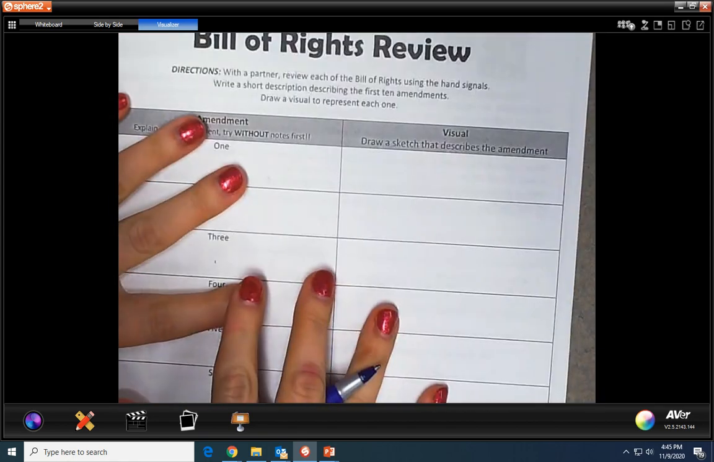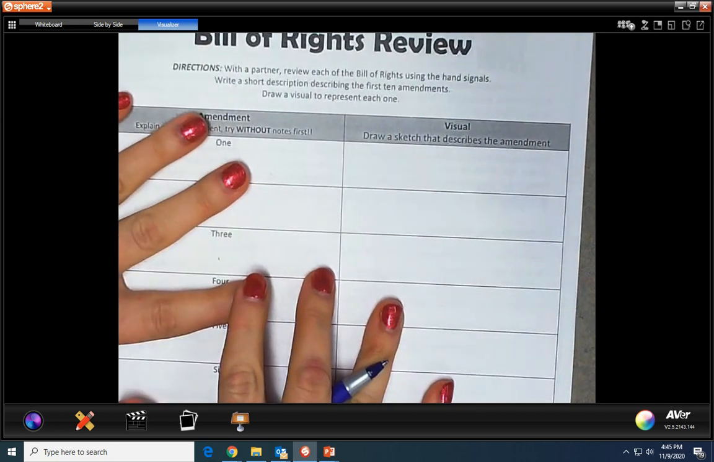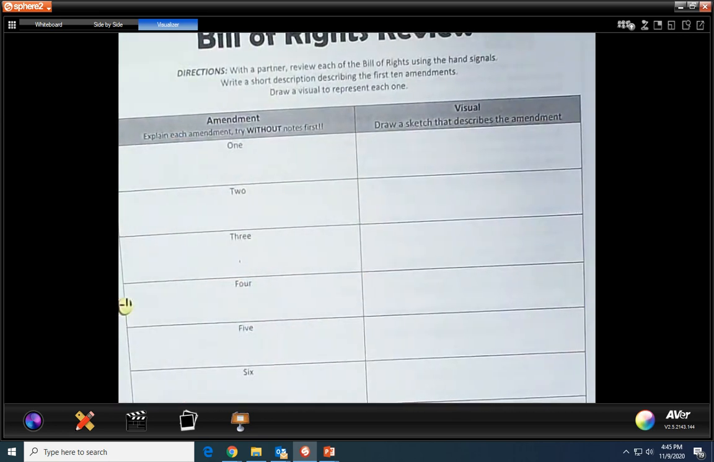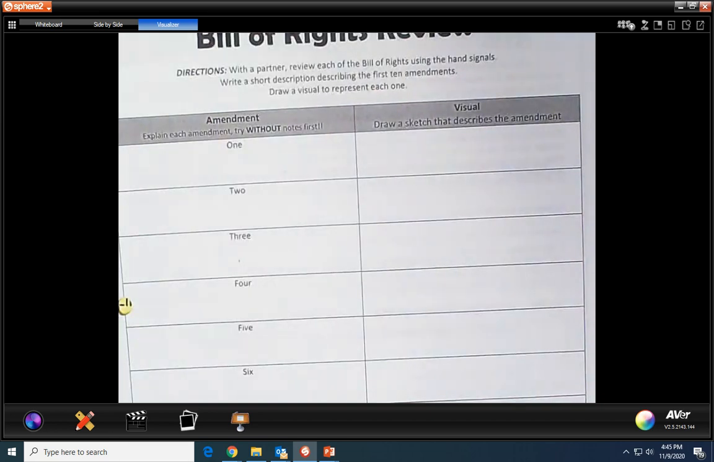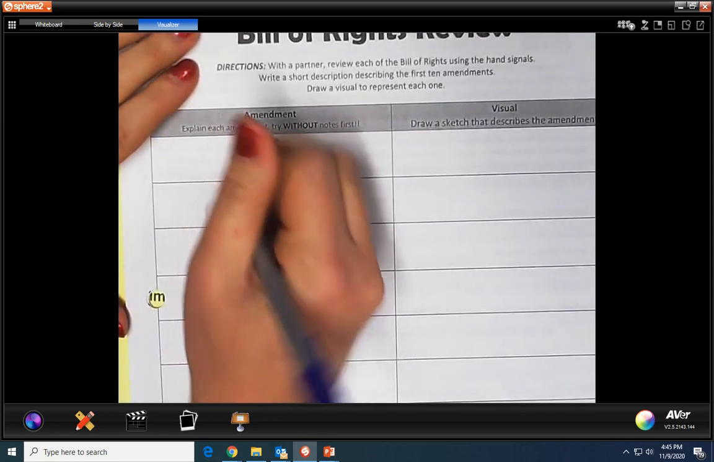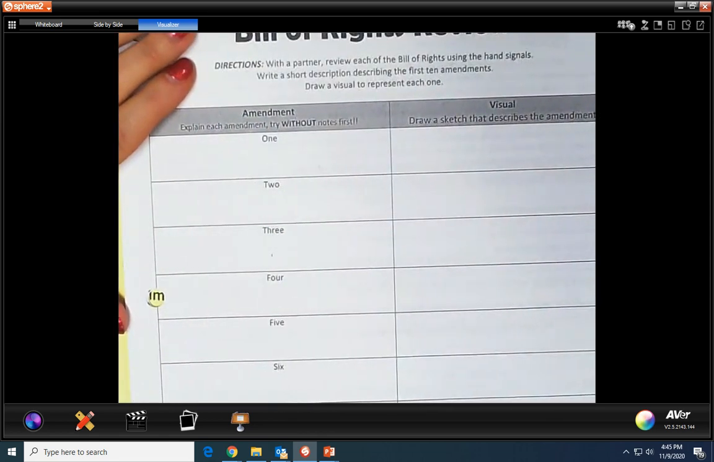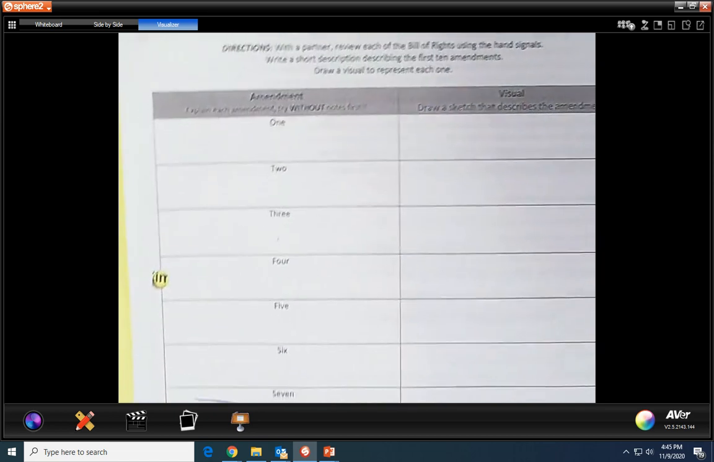Can you do this without notes? That's what you're trying. If you just try and use your notes, I mean, yeah, go for it, but guess who you're hurting? Yourself, because on a test, you can't use your notes. This is your practice to see. So I would go through here, see if you can do it, and then check yourself, okay?